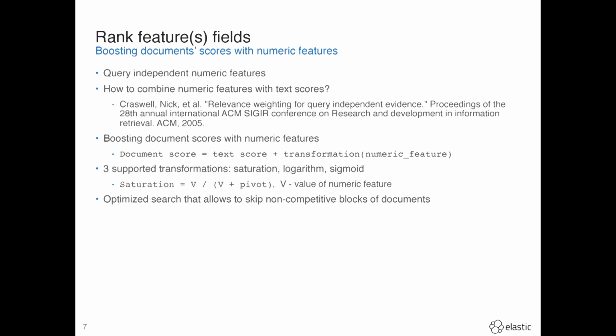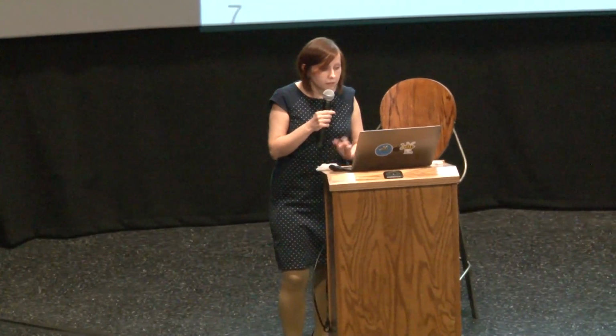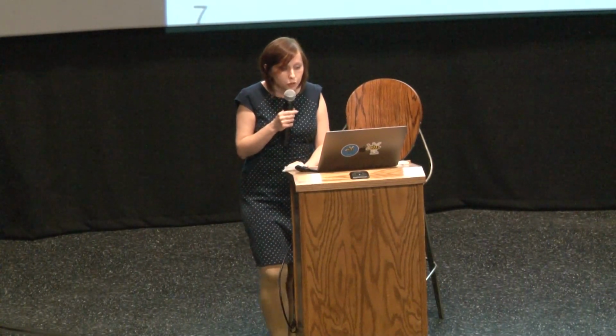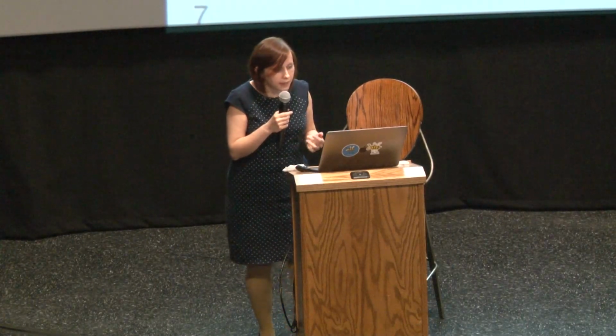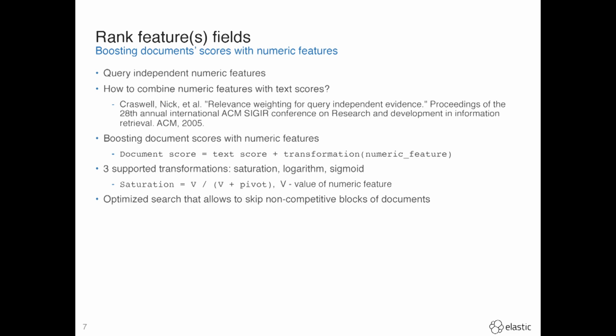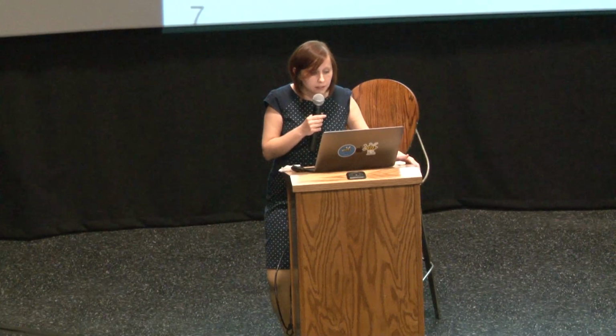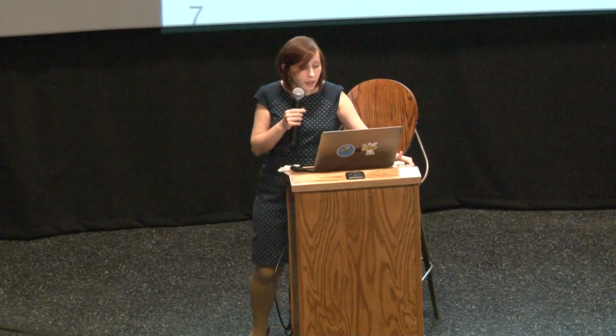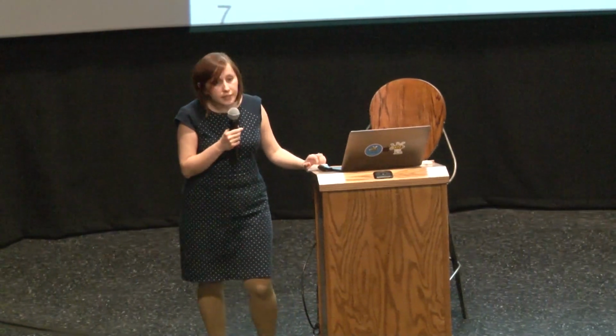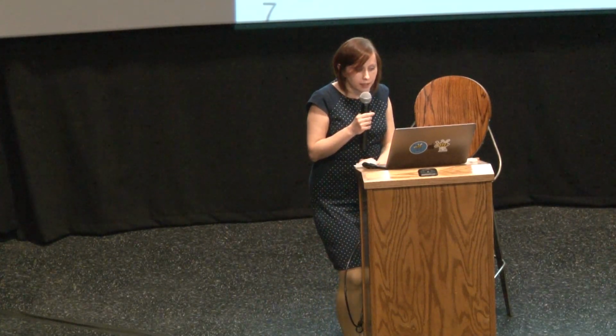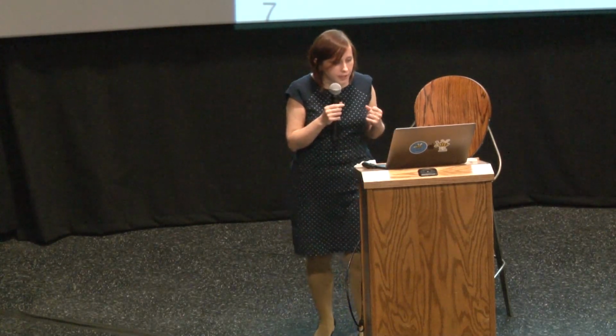What this paper tells us is that the best way to combine a text score with numeric features is through a linear combination, where you also do some transformation on the numeric feature. Three transformations are presented: saturation, logarithm, or sigmoid. For example, this slide presents the formula for saturation, where you take the value of your numeric feature and divide it by that value plus a pivot. We have implemented this paper in what we call rank features, and I will show how they work. The query that works on rank features is an optimized query that can skip non-competitive blocks. We'll talk later about what that means.